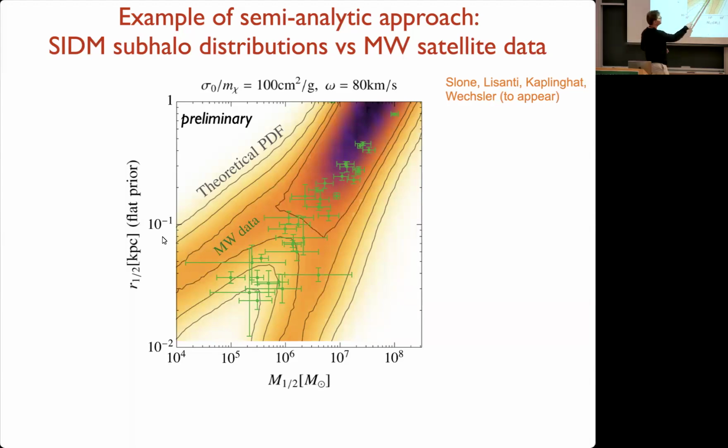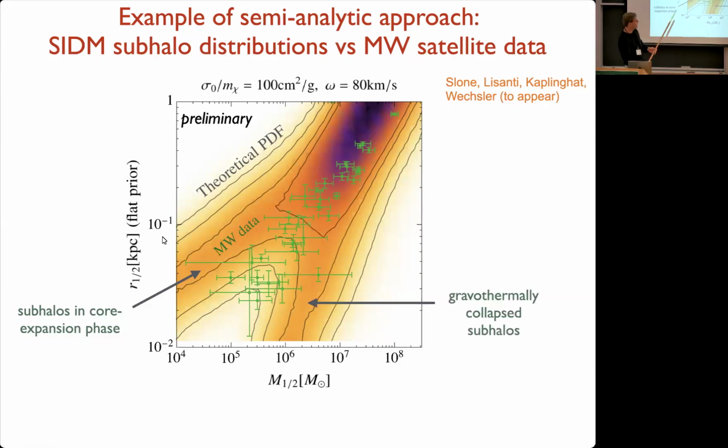So we see a lot of them lie here, but then as you go to this region, there are sort of two populations. In particular, the ones that seem to have very low enclosed mass are subhalos that are in the core expansion phase for this particular self-interacting cross-section with a particular ratio of the mediator mass over the dark matter mass. These will then show up as having a lower M half value than some of the other subhalos. On the other hand, you have subhalos that have already gravithermally collapsed, and you get this bifurcation a little bit. So that's a prediction based on their modeling.